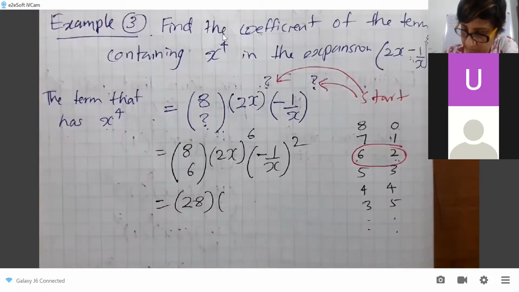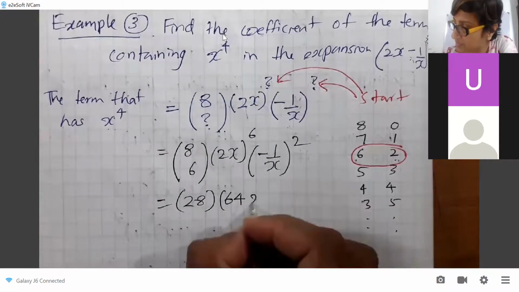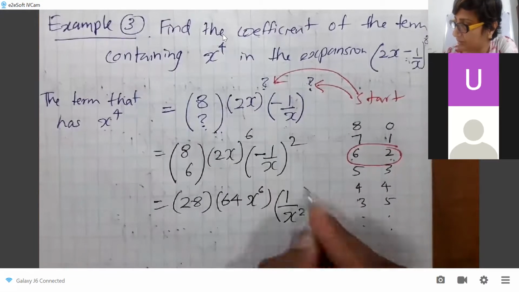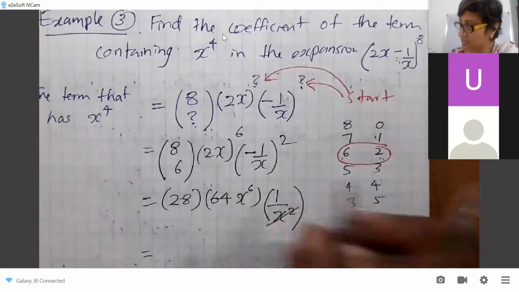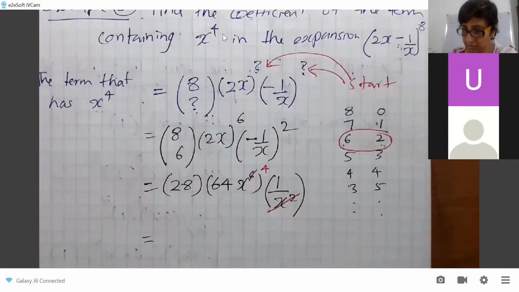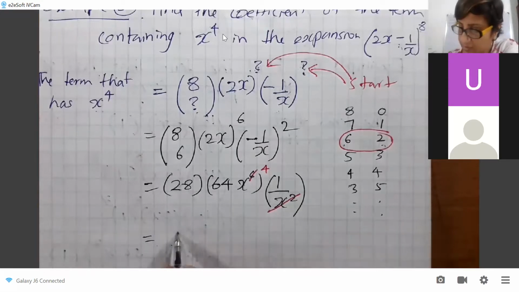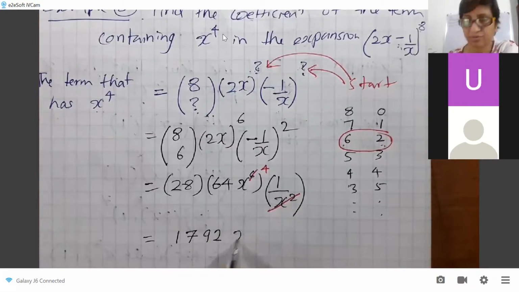Two to the power of 6, 64x to the power of 6. Minus 1 squared is 1 and x squared. This x squared will cancel with this x to the power of 6, giving me x to the power of 4. 28 times 64 is 1,792 x to the power of 4.